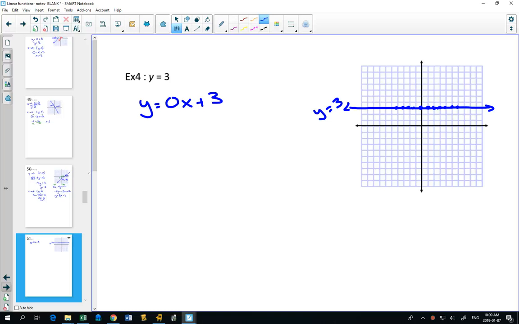How do you find an x-intercept? Y equals 0. First of all, can you see that this has no x-intercepts? What happens when you make y equal to 0? When does that happen? When is 0 equal to 3? Never. Right?